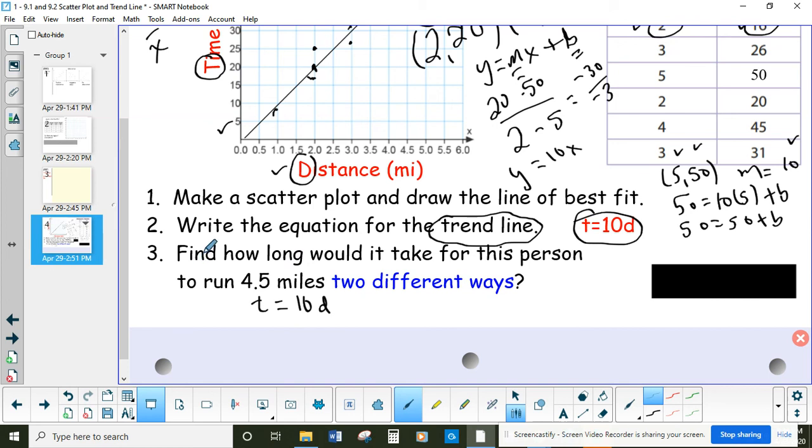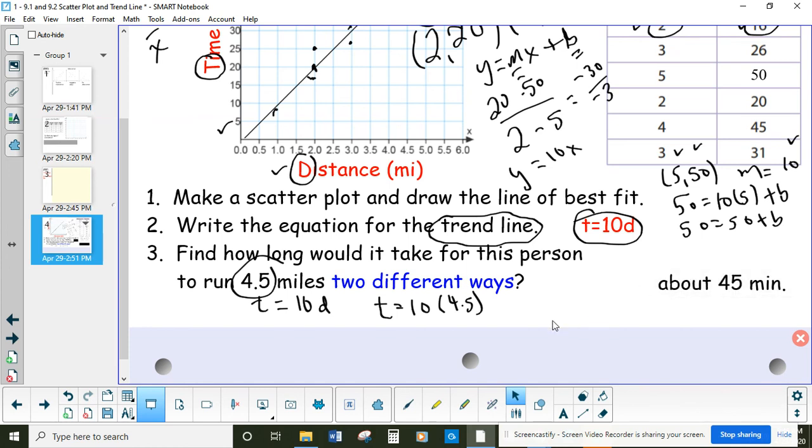It says how long, in other words, we don't know t. For 4.5 miles, we know the distance d. So when I have an equation, I just put the number that they give me where it goes into the equation. Since miles is distance, I don't put it here where t goes. I put it over here where d goes. And we know that when we multiply by 10, it's the same as moving the decimal one time. So the answer would be 45 minutes, because 10 times 4.5 is 45.